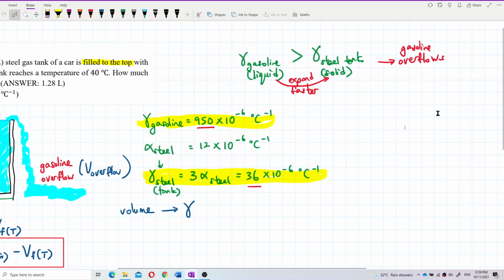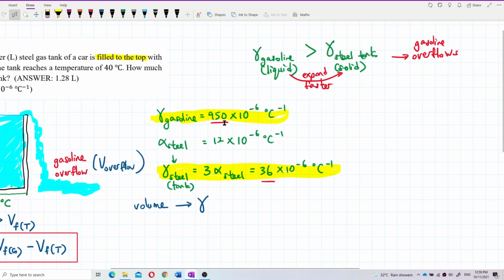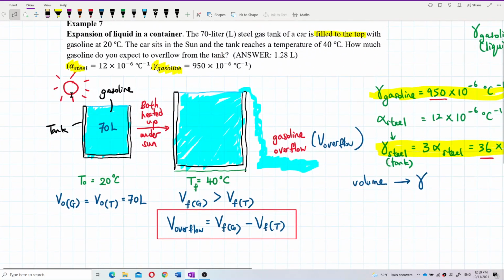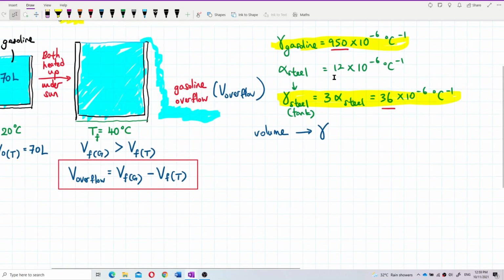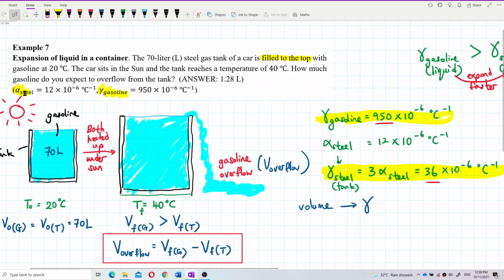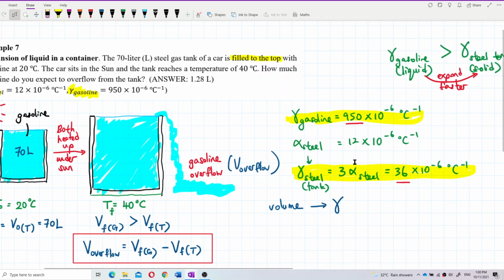So now, let's find the amount of overflow. To find how much gasoline overflows, we take the final volume of gasoline minus the final volume of the tank. We already have the gamma for both. Remember, you must change alpha to gamma. This one is alpha, this one is gamma. You must change alpha to gamma because we are using volume.